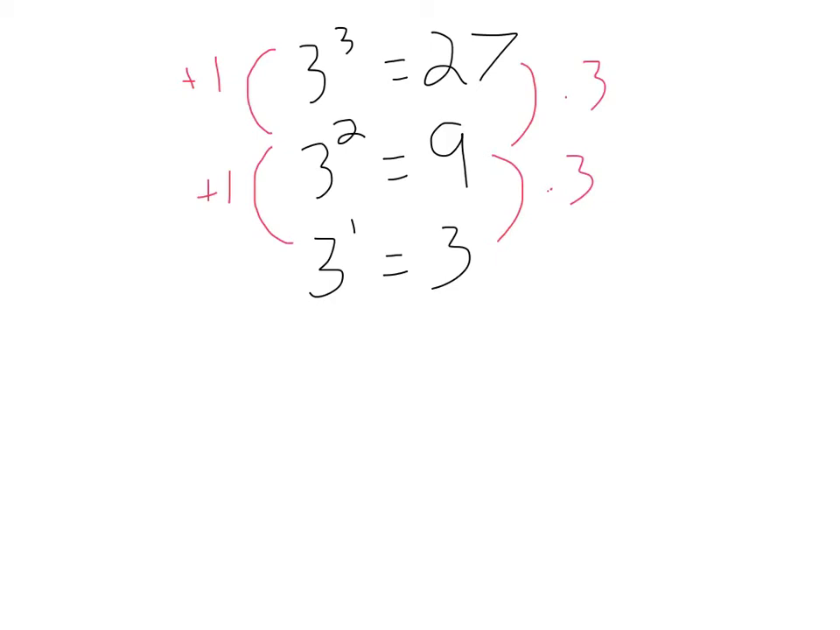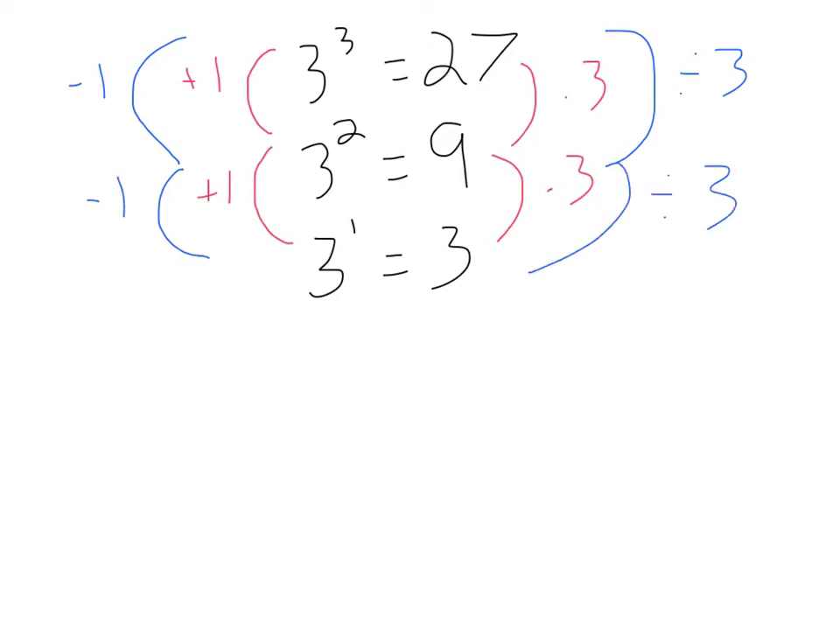Okay, now let's do that backwards because you follow the pattern there. Let's say I'm starting from the top and working my way down. As I go from 3 to the third to 3 to the second, I subtracted one exponent. As I went from 27 to 9, I divided by 3. If I go from 3 to the second to 3 to the first, I subtracted an exponent. And if I go from 9 to 3, I divided by 3 again.